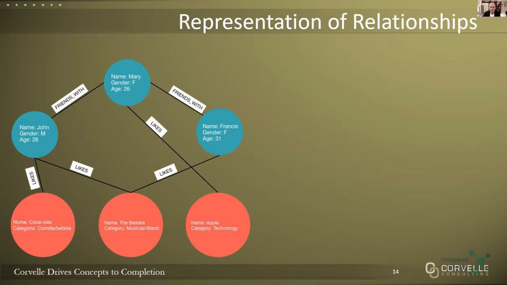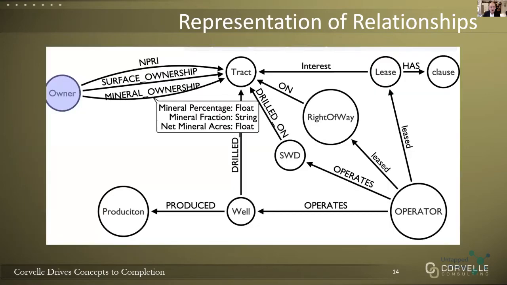So this graph data model is a simple subset of a social network of music lovers. And this other graph data model is from the oil and gas industry. It's more complex. It represents the real world of oil and gas production ownership that's used in joint interest billing. So that's how you represent data in a graph database.